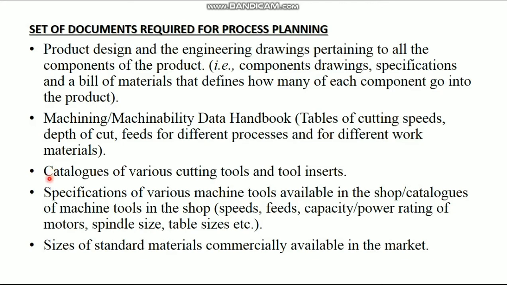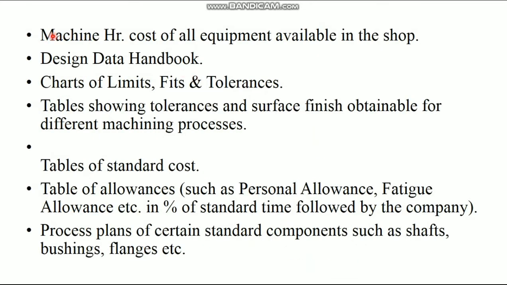Then catalogs for various cutting tools and cutting inserts, specifications of various machine tools available in the shop, sizes of standard materials commercially available in the market, then machine hour cost of all equipment available in the shop, design data handbook, charts of limits, fits and tolerances, tables showing tolerances and surface finish obtainable for different machining processes, tables of standard cost, table of allowances such as personnel allowance, fatigue allowance, etc.